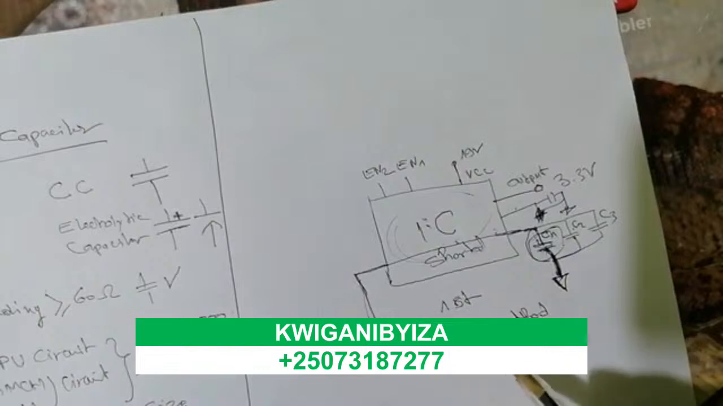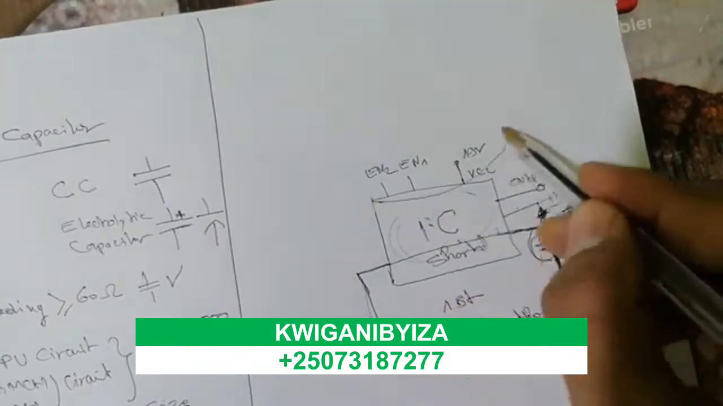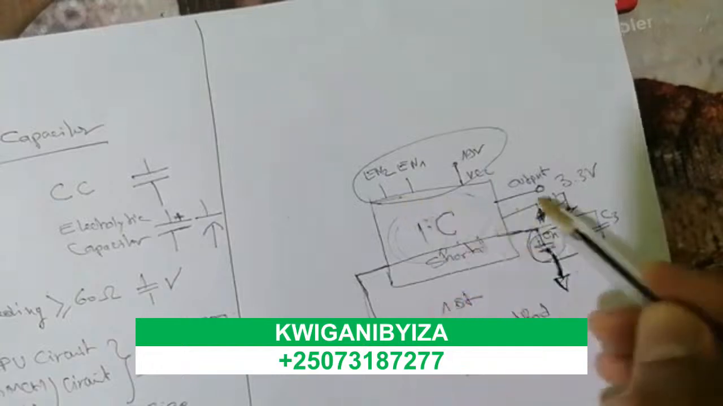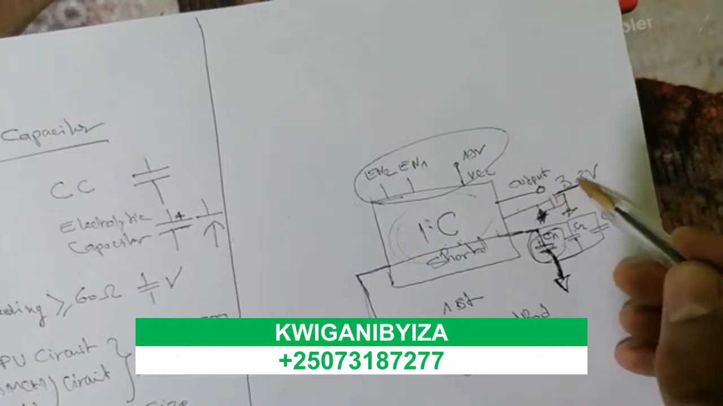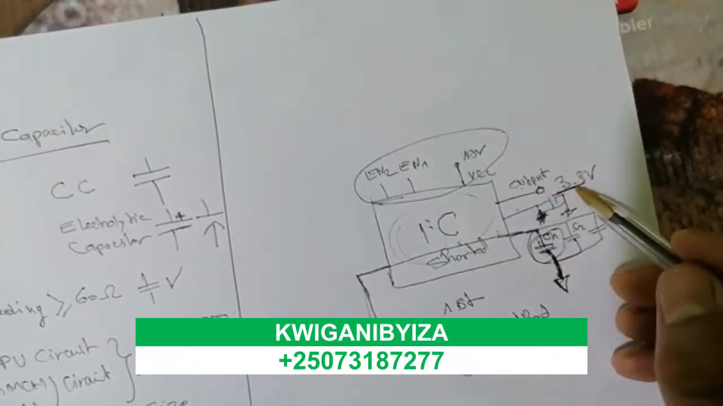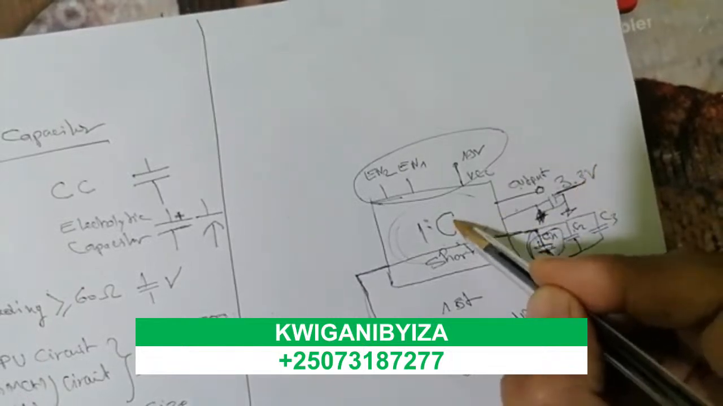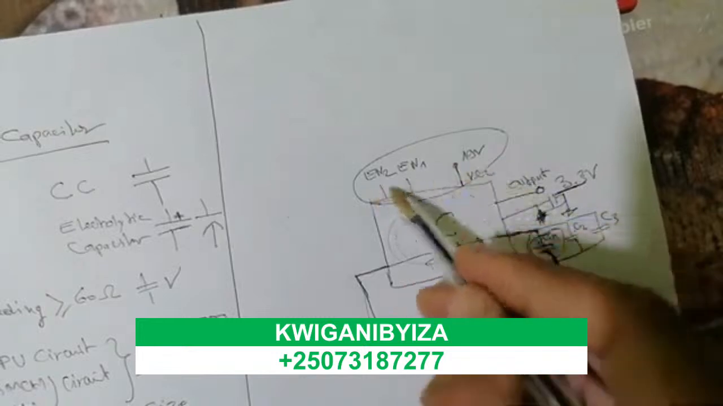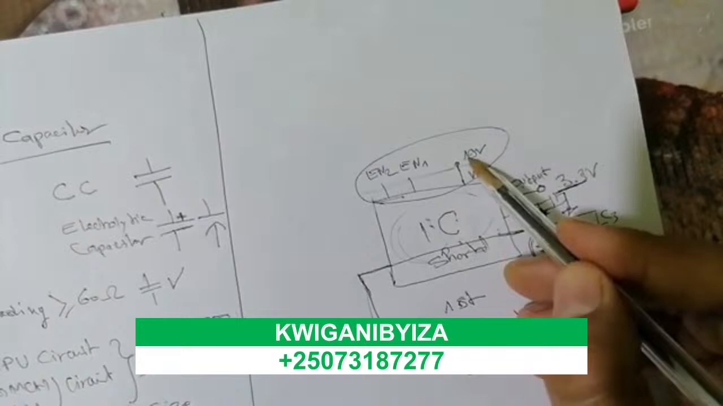And the third method is by checking the inputs and the outputs. For example, basically we should get 3.3 volt here as an output. But if we didn't get 3.3 volt, that doesn't mean that the IC is bad. We should first check the inputs. We should check VCC 19 volt. Is it present or not?